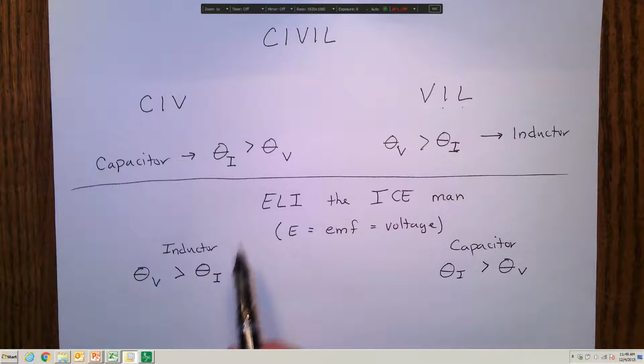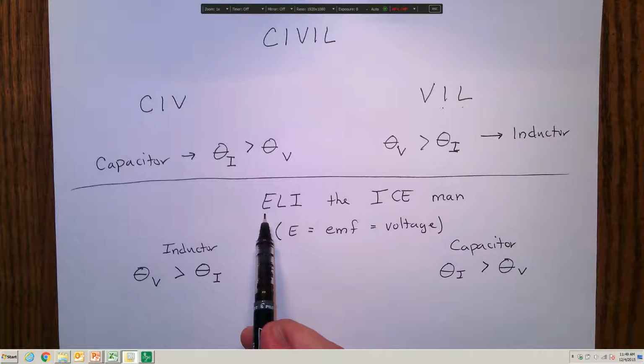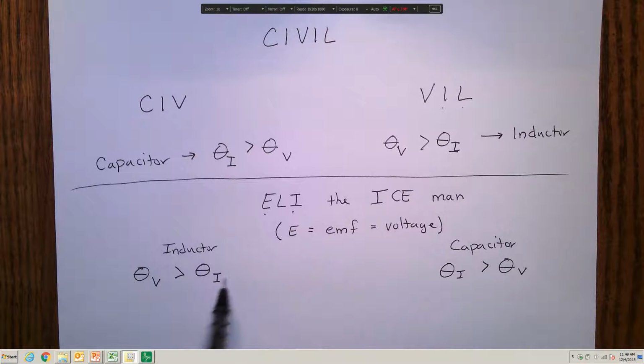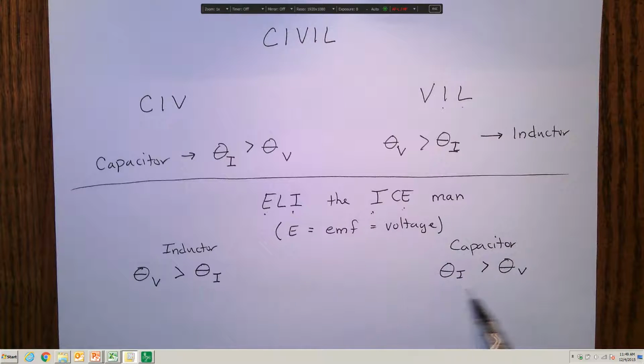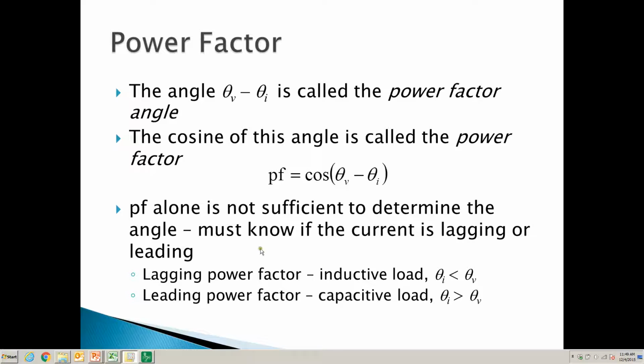So voltage E leads, or comes before, the current phase angle for an inductor, and for a capacitor, the current comes before the voltage, or the current leads the voltage for a capacitive element. Okay, so again, repeating, a lagging power factor indicates an inductive load, and a leading power factor indicates a capacitive load.